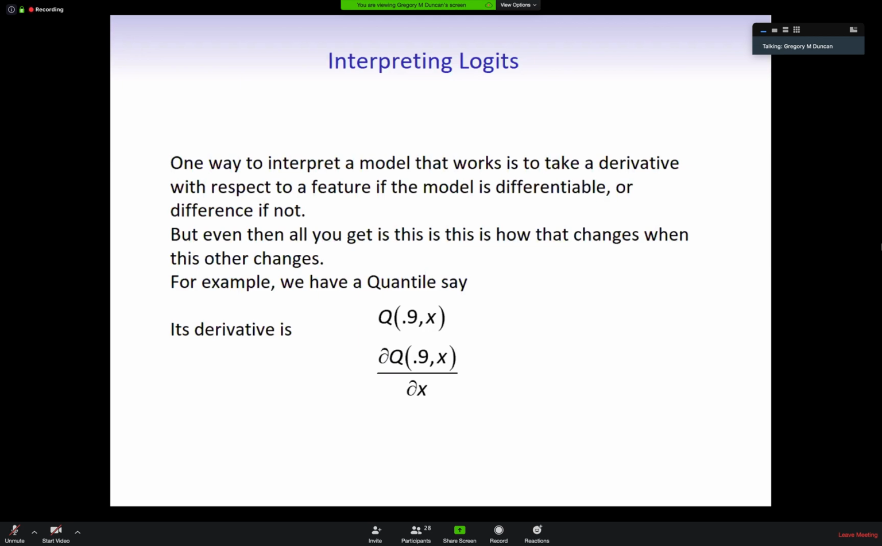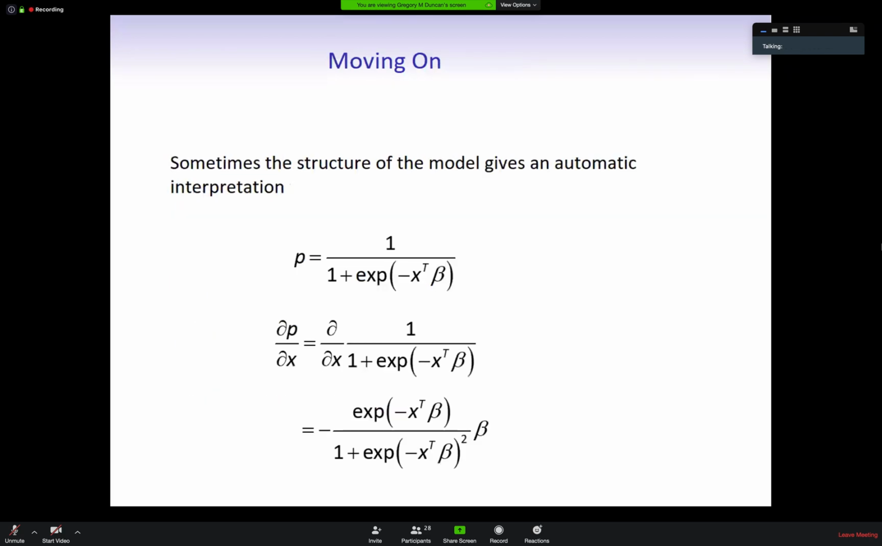No, I'm kidding. So you have a conditional quantile, you take its derivative, okay? How do you interpret that? What does it mean, the derivative of a quantile? I mean, I can say how much it changes. So let's say I say that the quantile changed by 0.01. What the heck does that mean?